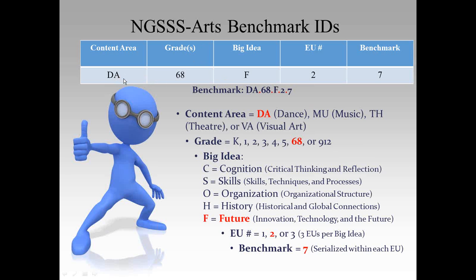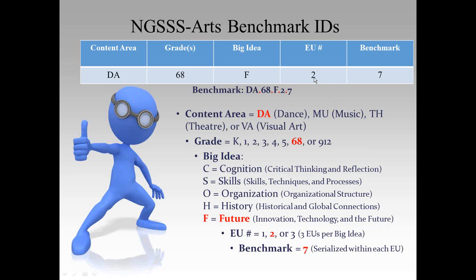I provided a middle school benchmark ID for dance. So we have DA, and of course here is the music, MU, TH, and VA. That did not change from the previous Sunshine State Standards. 6-8, we elected to keep middle school at the cluster, so 6-8, not with a hyphen, but just plain 6-8. Big idea in this case is the 5th of the 5 big ideas. It's F, which stands for future, innovation, technology, and the future. And rather than take the I, which looked a lot like a 1, we went with F.